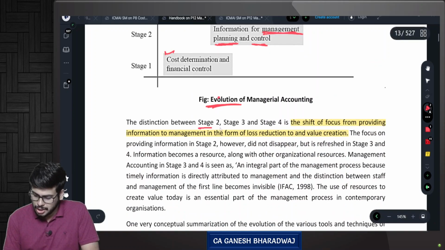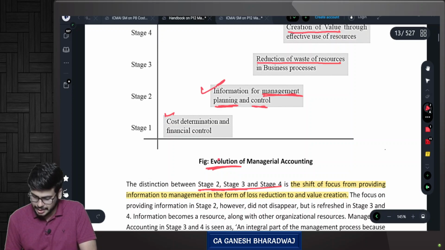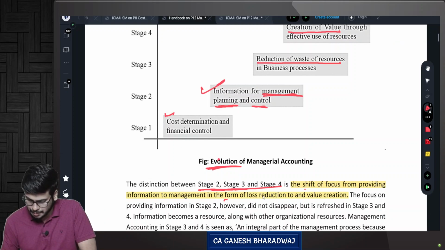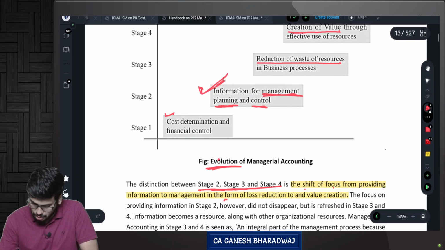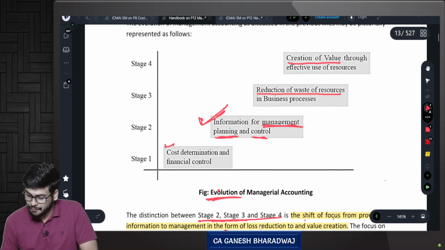The distinction between stages 2, 3 and 4 is the shift of focus from providing information to the management to loss reduction. I'm just repeating, the shift of focus was from providing information to the management. This is how they started. Now the focus is on loss reduction and value creation. Look at this, loss reduction and value creation.